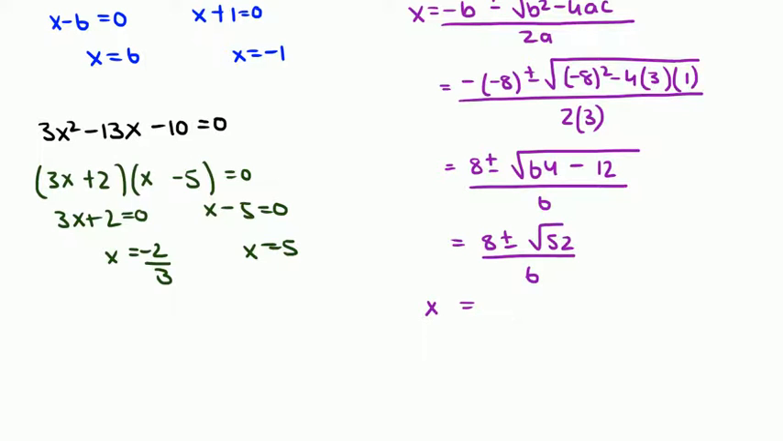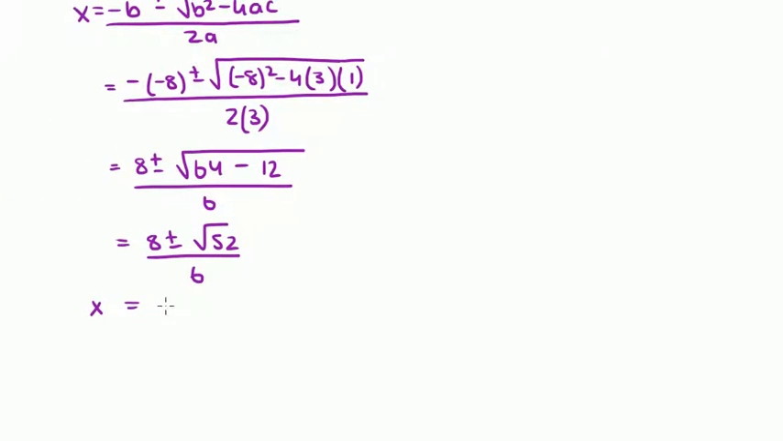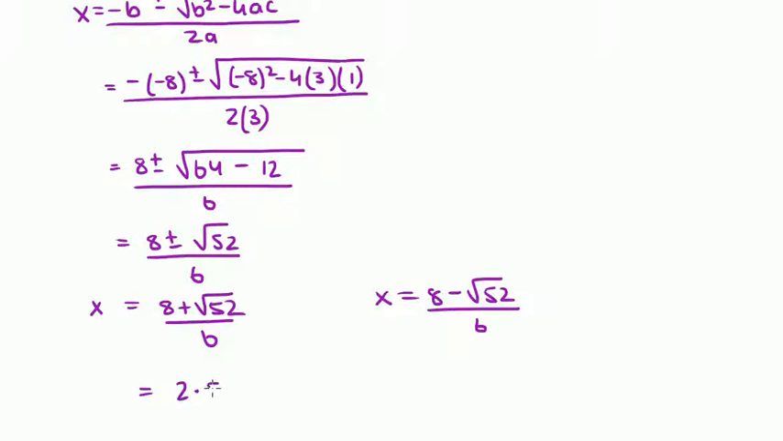So I'm going to take the two values now. 8 plus the square root of 52 over 6, and 8 minus the square root of 52 over 6. So we get x is equal to 2.5352, and x is equal to 0.1315 to 4 decimal places. So on to question 4.